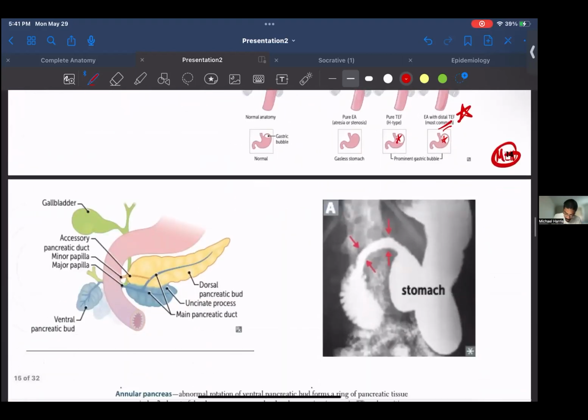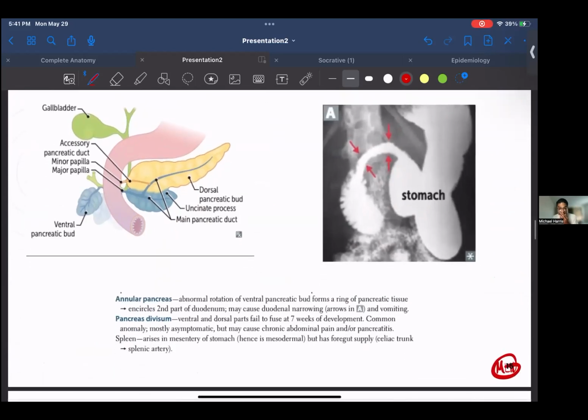Good. Now, let's continue. The pancreas is the next thing. The pancreas is formed of what? Mesoderm, endoderm, ectoderm. What is it formed of?